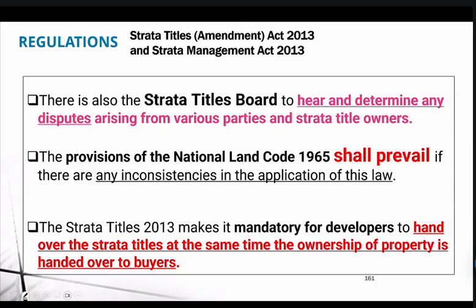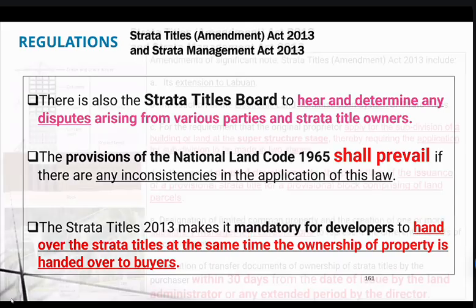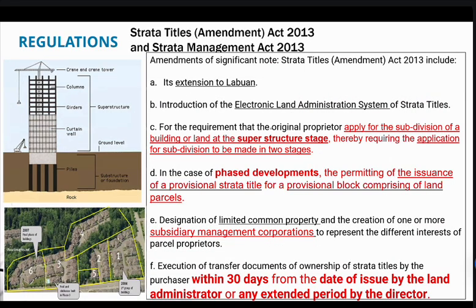And then this is a slide that will test you in the exam. And the exam topic will be slide 162: What are the amendments to the Strata Title Act in 2013? So let me explain this real quick.